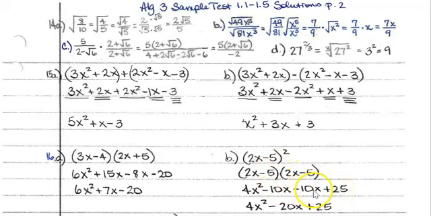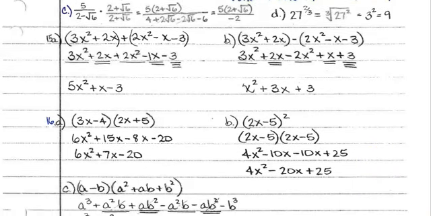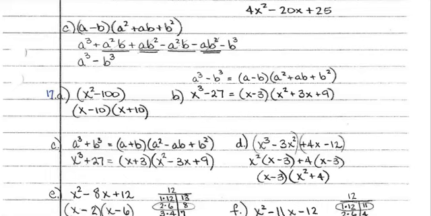So negative 10x and negative 10x are like terms. Let's combine those to be negative 20x, and that gives us our answer. All right, then let's look at C. All right, so for C, I have a binomial times a trinomial.